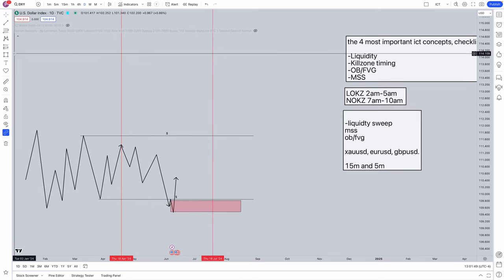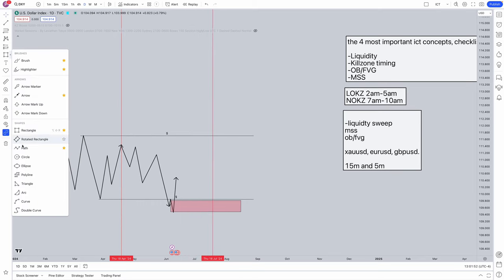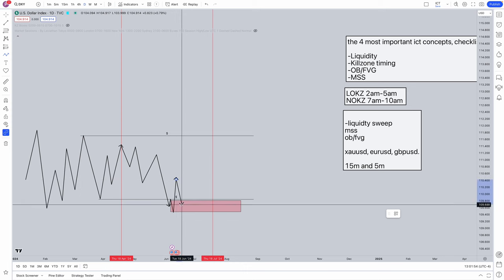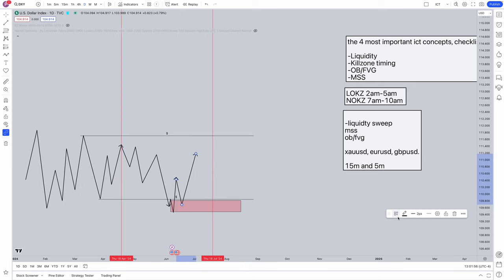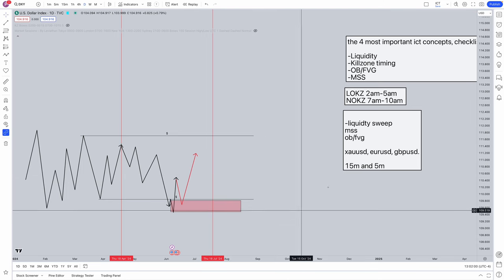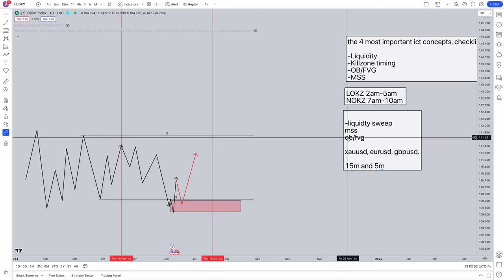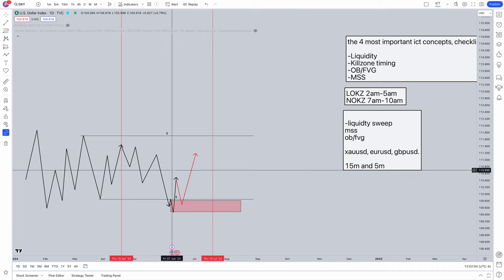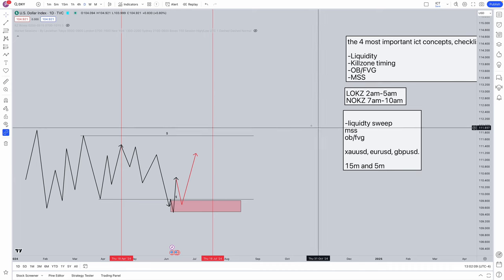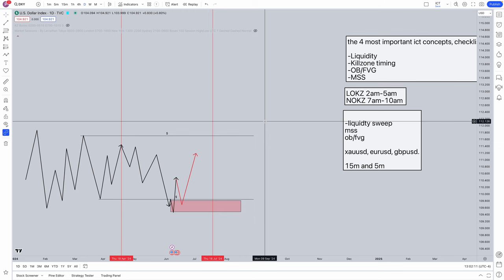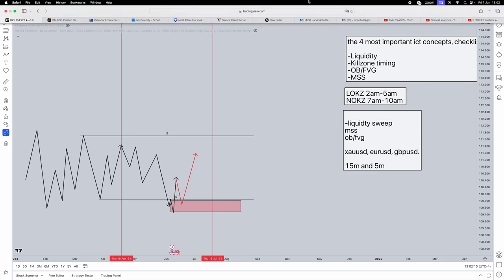And then we simply wait for, this is where the patience comes in, a retracement and then target opposing liquidity. And that is exactly how we get our trade. So as you can see, liquidity sweep done, market structure shift done, order block or fair value gap done, and obviously with our sessions timing. And that's how simple the strategy is. Yeah, so effective. This strategy alone can make you profitable, and I can guarantee that.